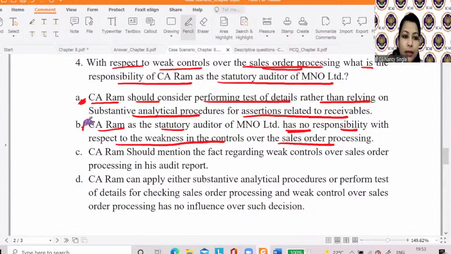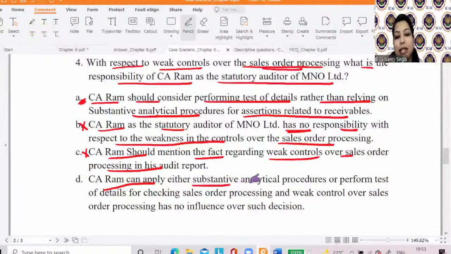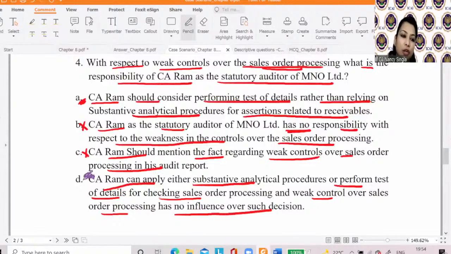This is wrong. You have already done chapter number 4, right? CA Ram should mention the fact regarding the weak controls over the sales order processing in his report. No. CA Ram can apply either substantive analytical procedure or perform test of details for checking sales order processing and weak control over sales order processing has no influence over such decision? No. So the answer is A. And Shubhank has answered it correctly.